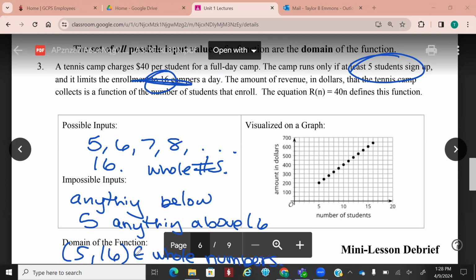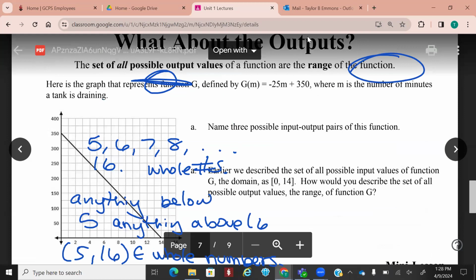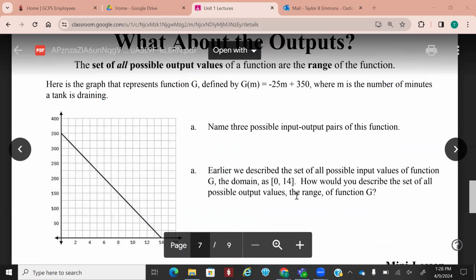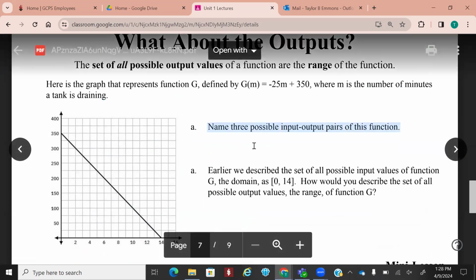Okay, and this is just a fancy way of saying the values of whole numbers. All right, outputs. Here is that tank thing again. Okay, and this says name 3 possible input-output pairs. So that means name 3 values or 3 coordinates. So for instance, this point right here would be 8, 150.